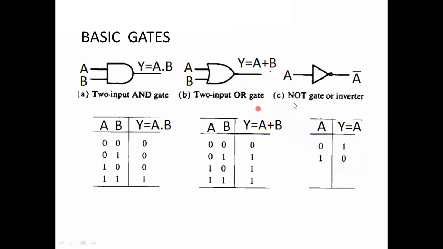Next, the NOT gate has only one input and one output. The output is the complement of the input, or inversion of the input. That's why it is also called an inverter. So A bar, only one input is there, so two combinations: 0 and 1 only. If the input is 0, then the output is 1. If the input is 1, the output is 0. These are the basic gates.